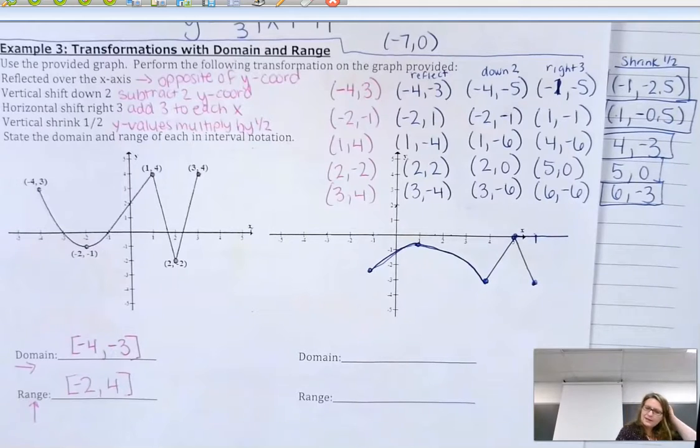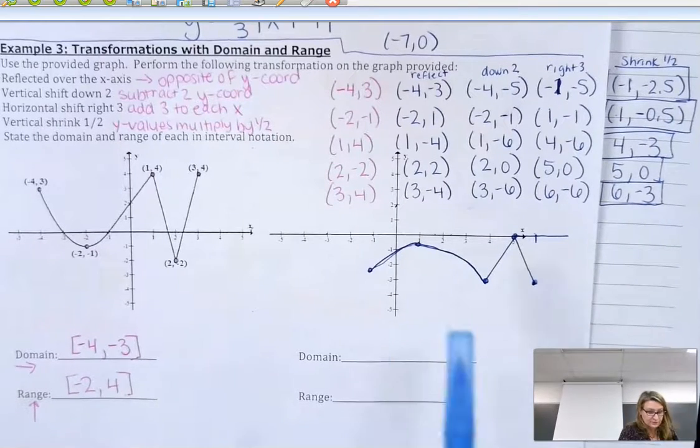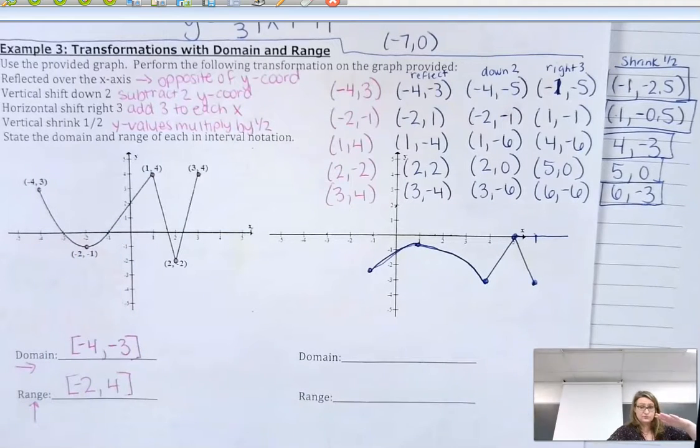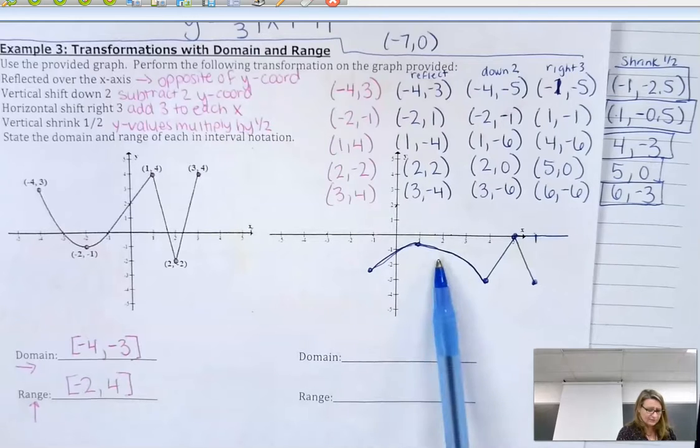It's okay. And my graph doesn't look the most perfect here, but you can see this is flipped over. The shrink is going to cause it to flatten out. So it's a little bit wider, if you will, than the original. And these should be the points here on the graph.